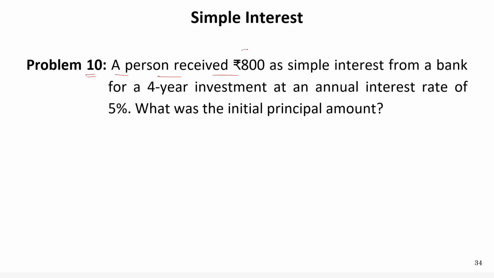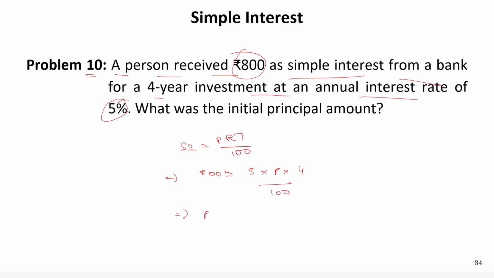A person receives 800 rupees as simple interest from a bank for a 4-year investment at an annual interest rate of 5%. What was the initial principal amount? SI is equal to PRT by 100, right? So this implies that 800 is equal to 5 into P into 4 by 100. So P is equal to 800 into 100 by 5 into 4, this is 25 and this is 16.